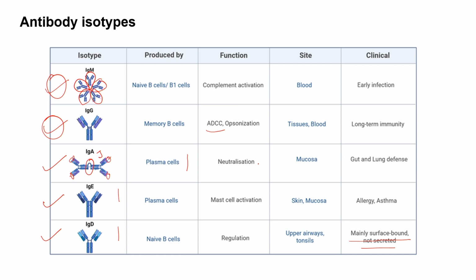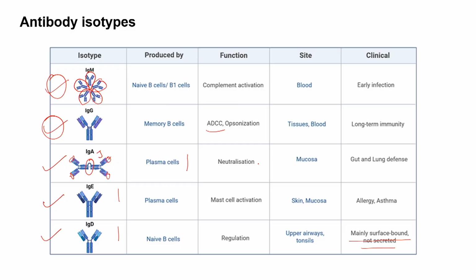Neutralization stands for antibodies simply binding to the antigens or any kind of foreign molecules so that they are not available to the body system to have an effect. So this is the meaning of neutralization: one can neutralize the thing. So IgA functions in neutralization.